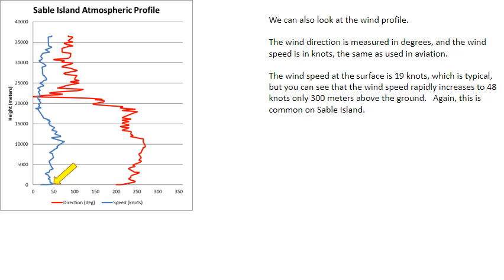The wind speed at the surface is 19 knots, which is typical, but you can see that the wind speed rapidly increases to 48 knots only 300 meters above the ground. Again, this is fairly common on Sable Island.